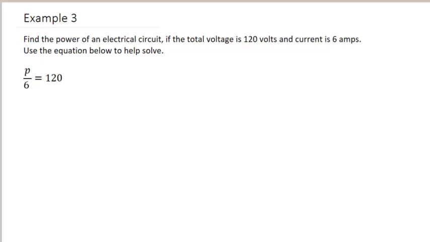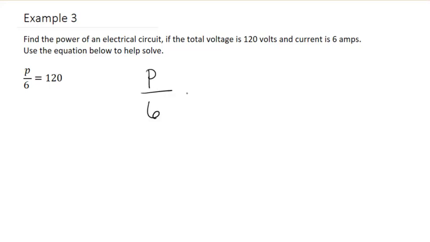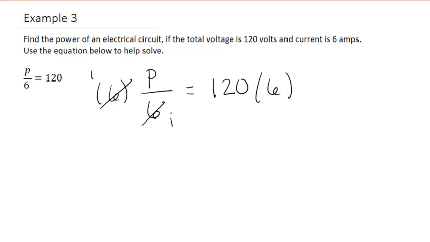Example 3. Find the power of an electric circuit if the total voltage is 120 volts and the current is 6 amps. Use the equation below to help solve. So here we have P over 6, which is equal to 120. So the 120 is the voltage. We have the current, which is 6. So to get power, we're going to have to multiply by 6 on both sides. Now this becomes just 1, as 6 divided by 6 is 1.